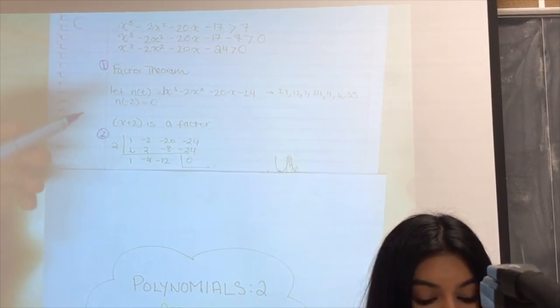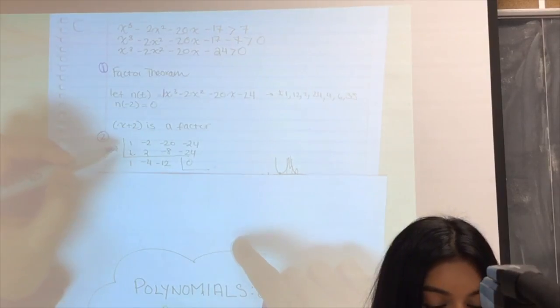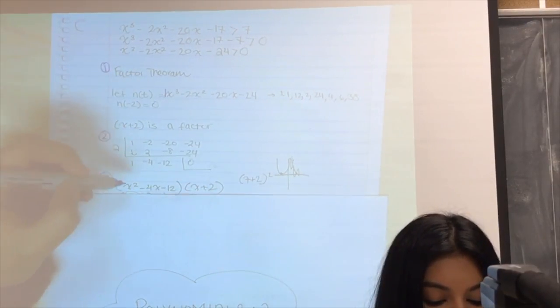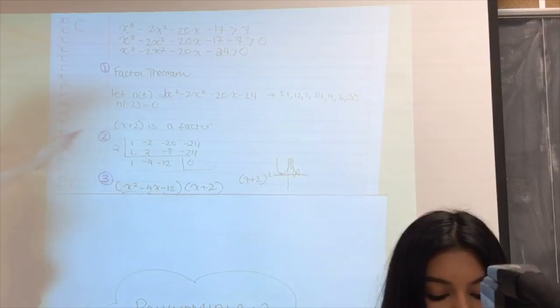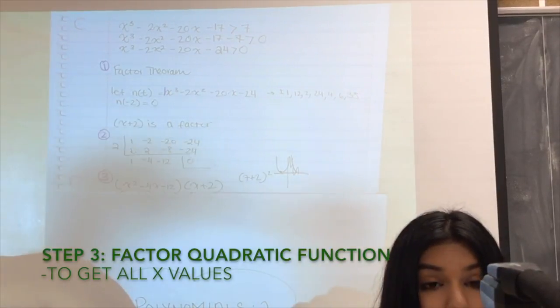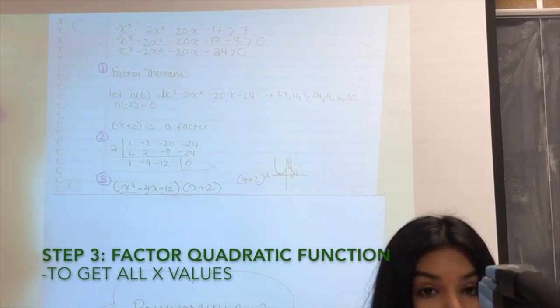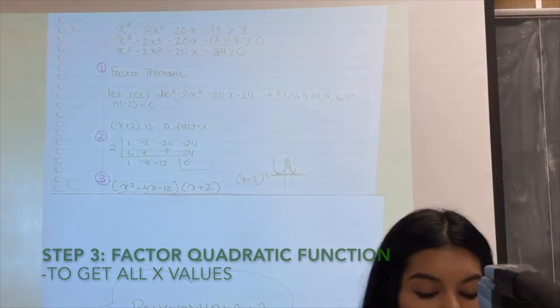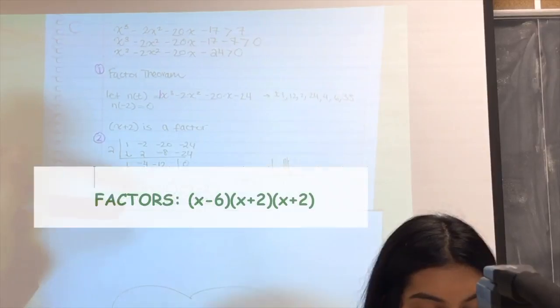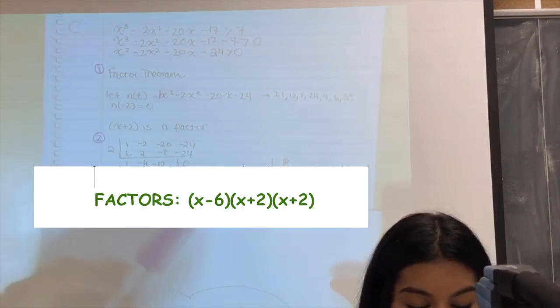Now, since we got 0, we know that this is going to be our simplified form, which is this, x squared minus 4x minus 12. So now we have this and x plus 2. What we need to do is further simplify this to get our roots, because our roots are what we need for our inequality interval, right? So once we factor this out, we get x minus 6, x plus 2, and x plus 2.